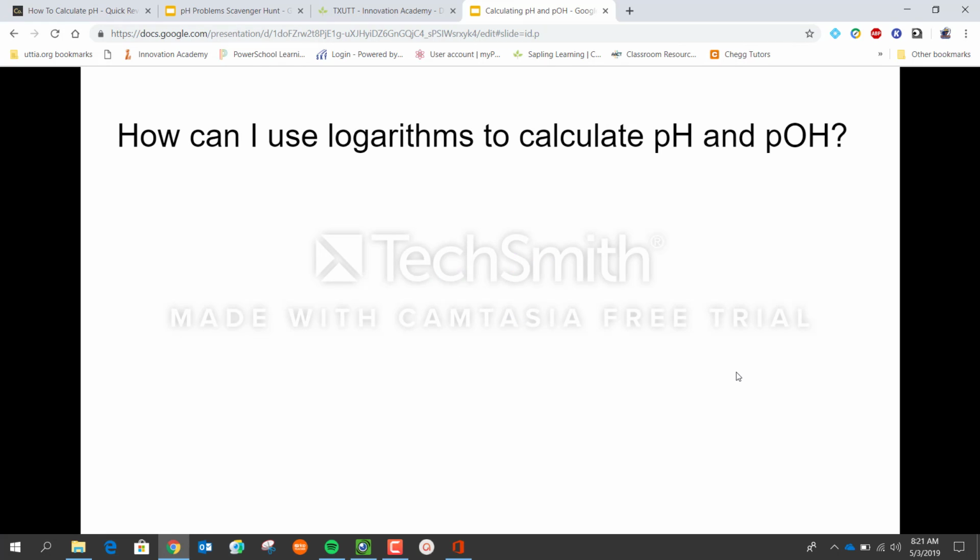So how can I use a logarithm to calculate pH or pOH? Well, there are some formulas that you need to know. The first formula is the autoionization constant of water. Basically, hydrogen ions and hydroxide ions in water are equal. That's why water is a neutral substance. It's pH neutral because it has the same amount of both.